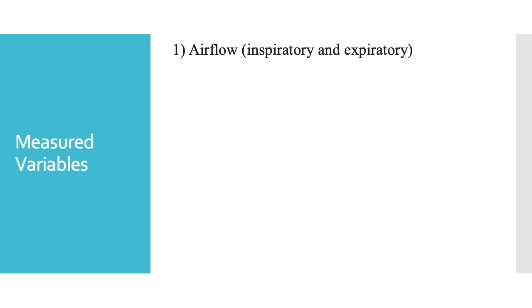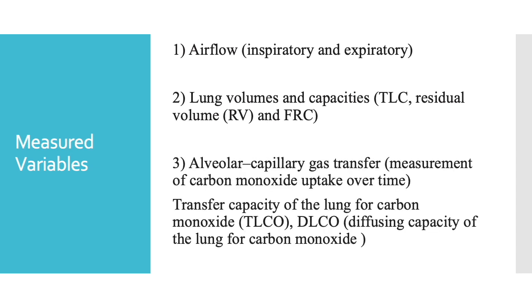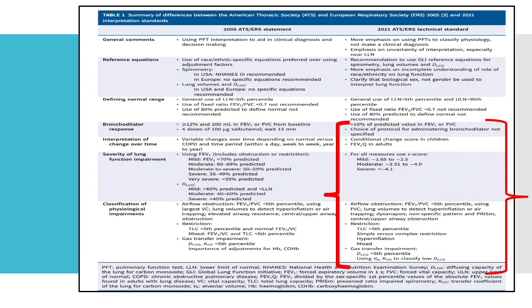The measured variables include airflow through inspiratory and expiratory flow volumes, the lung volumes and capacities, TLC, RV and FRC, through the body box, and alveolar capillary gas transfer, measured by the transfer capacity of the lung for carbon monoxide, also called diffusion lung capacity. These can be assessed via lung function testing. We'll be concentrating on spirometry now.